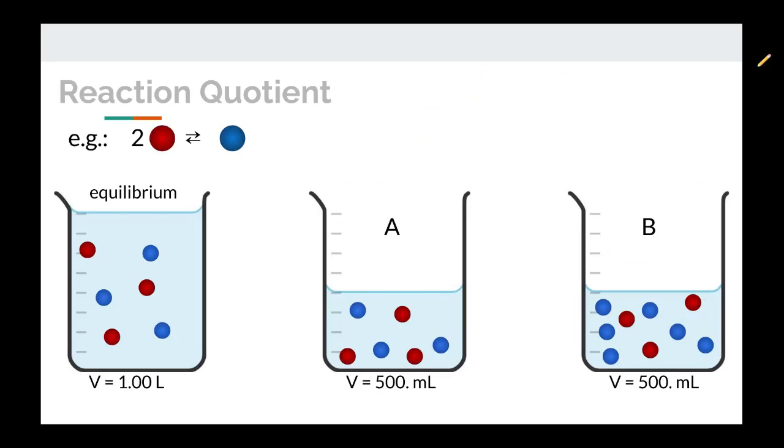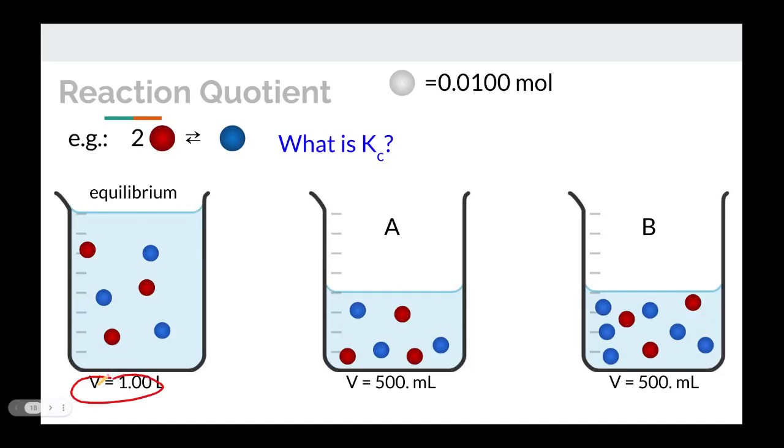Let's take a look at this with a simple particle example. We have 2 red in equilibrium with 1 blue. And the first question that we have to ask is, what is Kc? There's a little bit of a code here that tells us that 1 sphere represents 1/100th of a mole. We also know that in our equilibrium container here, the volume is 1 liter.